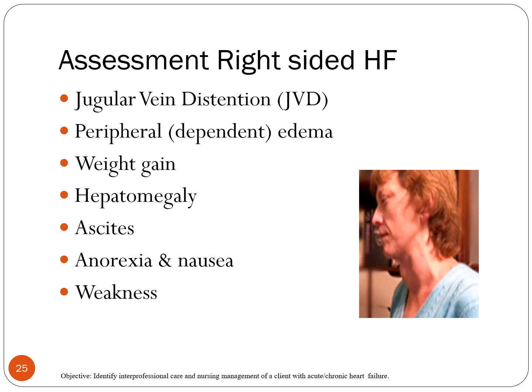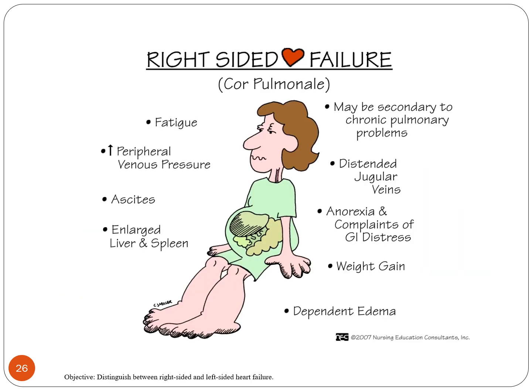And of course, these patients are going to present with weakness. Weakness that accompanies right-sided failure results from decreased cardiac output, that in turn leads to impaired circulation and inadequate removal of catabolic waste products from the tissues. Again, main things you're going to see on a patient who has right-sided heart failure. You're going to see edema, JVD, weight gain, hepatomegaly, which is going to lead to GI issues, which is going to lead to anorexia, nausea, abdominal pain, and these patients are going to have weakness as well.